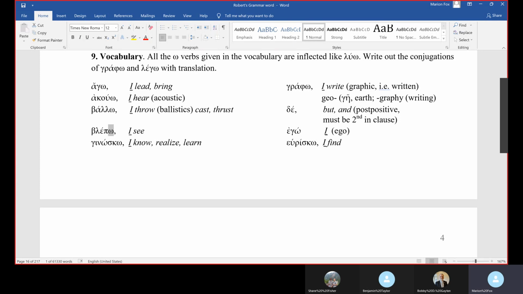Now there's more than one Greek word for seeing, and we can get into the subtleties of the differences, but we'll not do that at this point. Blepete, you all plural see. Blepusi, the usi ending is the third person plural. They see. Any questions?